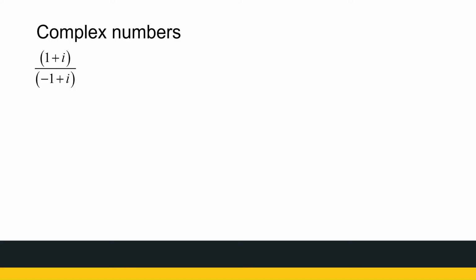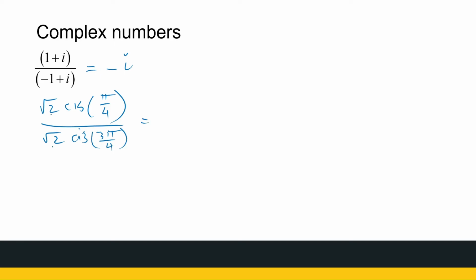If I had to divide them, and I'm not going to do it, but I suggest you do the calculation, times it by the complex conjugate, and you will get minus i. All right, so that's something for you to go practice and test that you get it. If we had to write it in terms of polar form, that's root 2 cis pi over 4 divided by root 2 cis 3 pi over 4. Now we divide the root 2 and the root 2 and we get 1 cis, and we subtract those. And that gives me cis of pi over 4 minus 3 pi over 4, which is minus pi over 2.